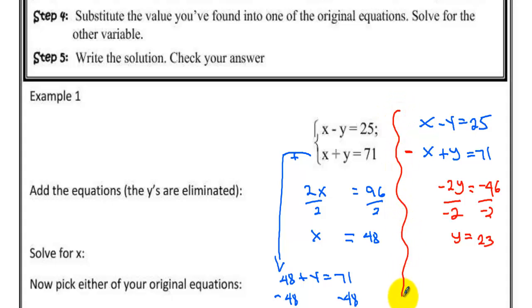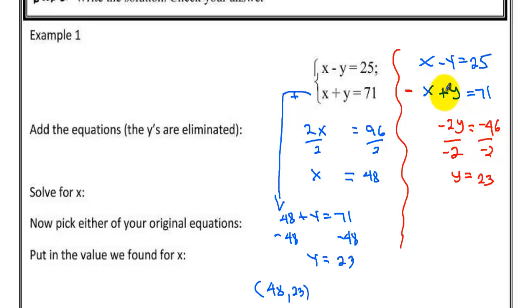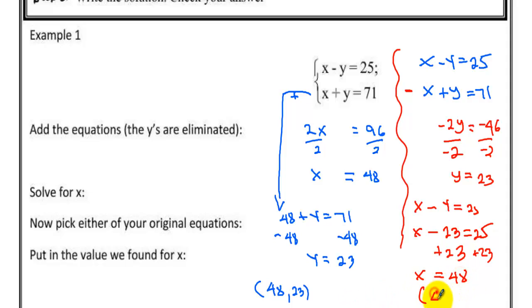So we are showing another way of solving this system. This time we eliminated the x variable. Once we have a value for y, I can either use the first equation or the second equation. So I'll use my first equation. x minus y is equal to 25, but my y is equal to 23, so replace your y by 23. Solving for x, just add 23 to both sides. We will get x equals 48. So we already got the same answer, 48 comma 23.